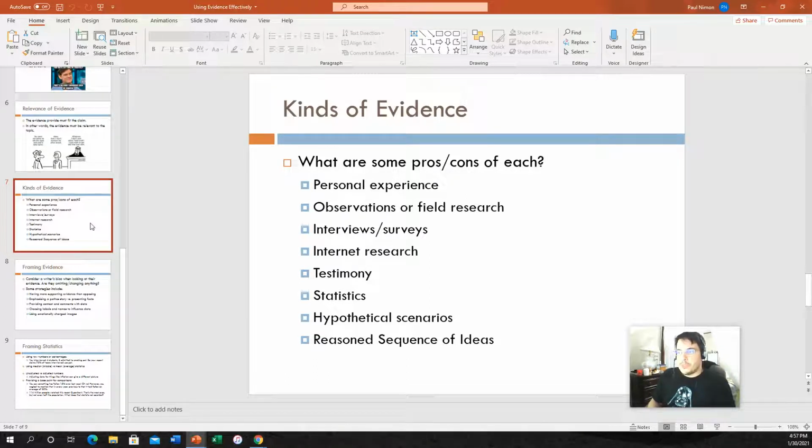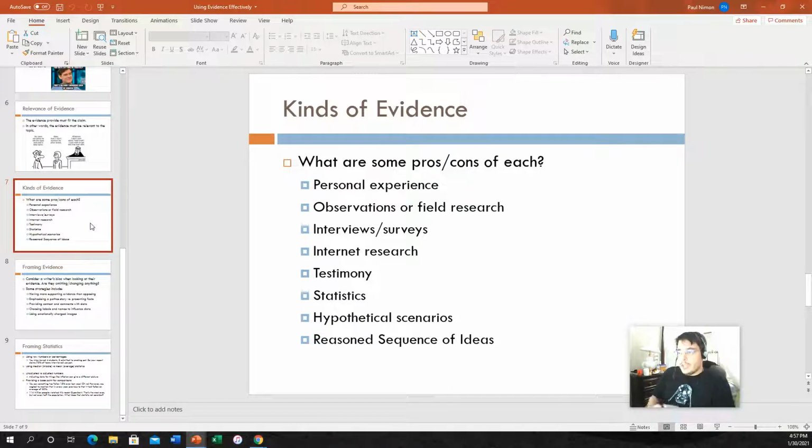Observations or field research. Pros, again, eyewitness account. I was there. I experienced it. I witnessed it. I saw it with my own eyes. Cons, again, I could be biased. I could have my own agenda.